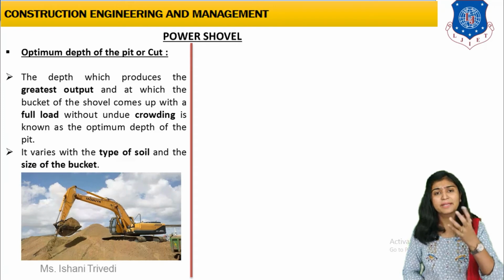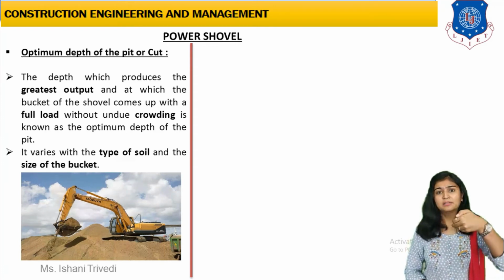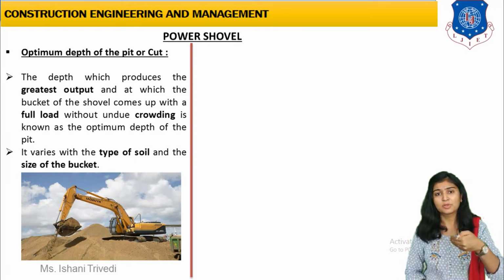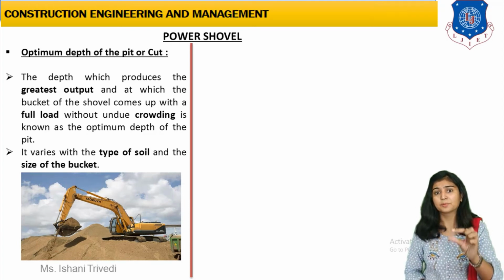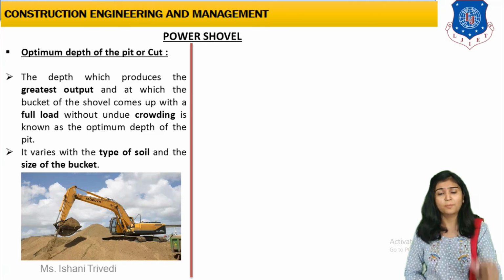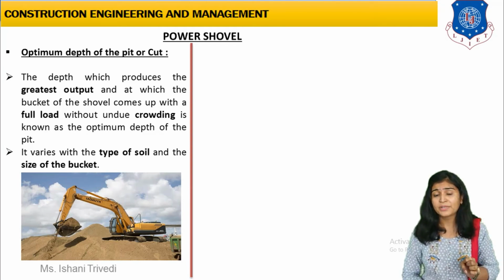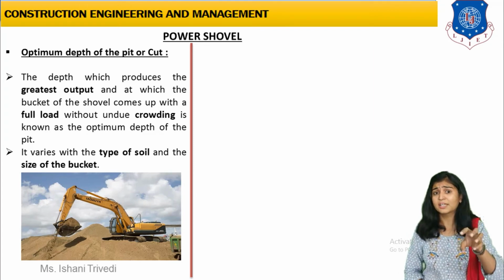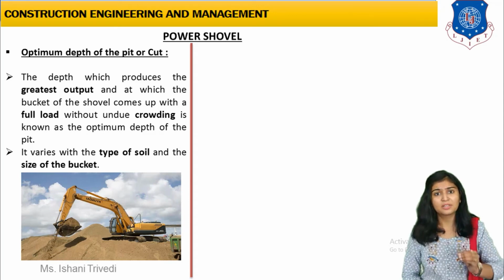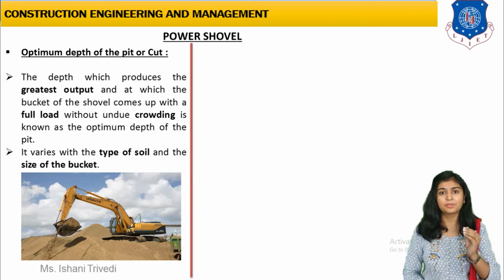So when you get the maximum output for one removal of soil at full loading, that particular depth of cut will be your optimum depth of cut, right? You can see in the image which is flashing over here, can you see it is fully loaded, right? Now this collection of full load of soil without any overcrowding, the depth at which this cut will be performed, that particular depth is known as optimum depth of the cut.